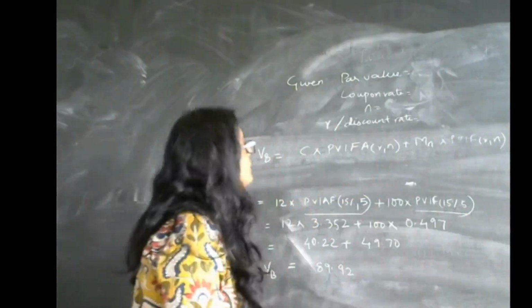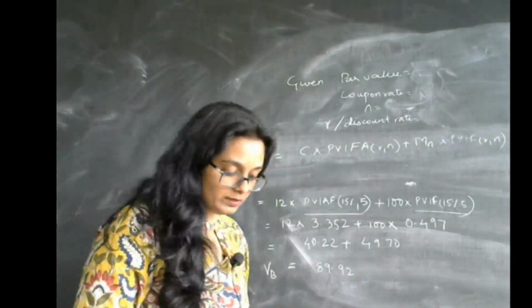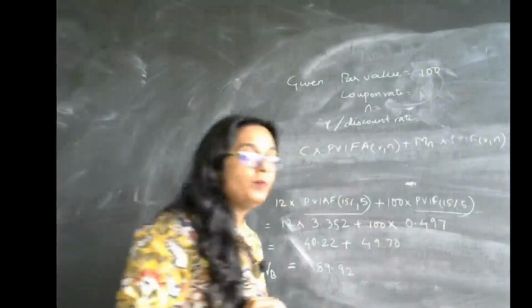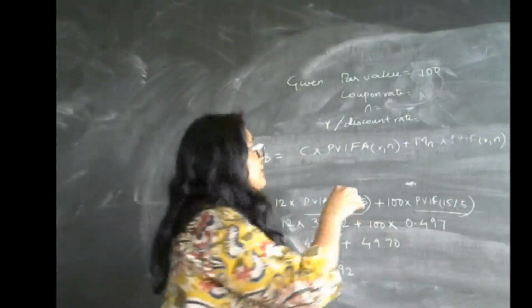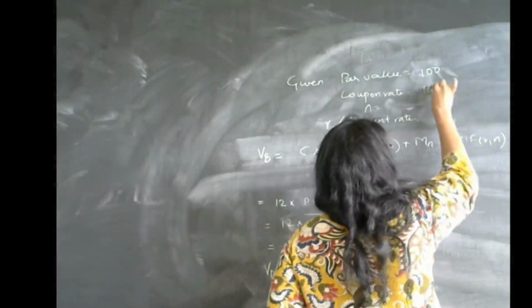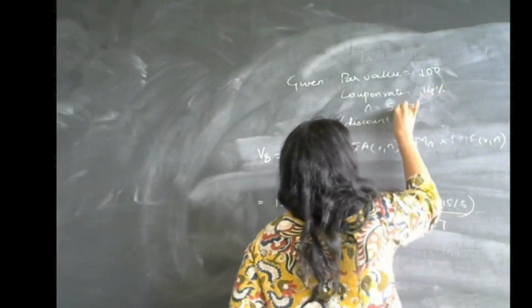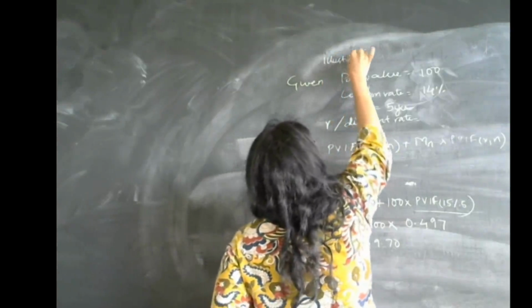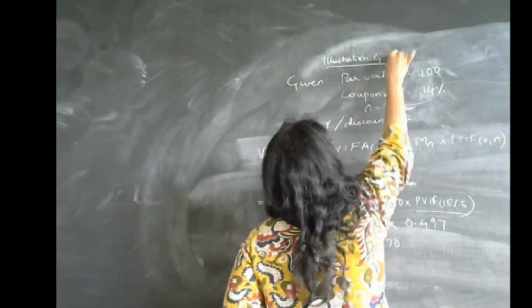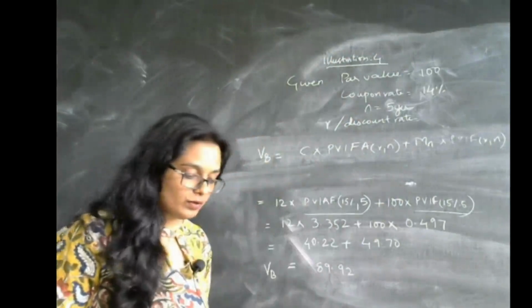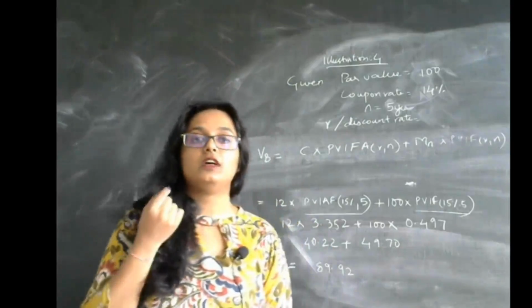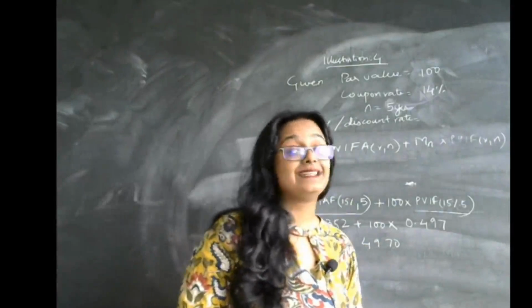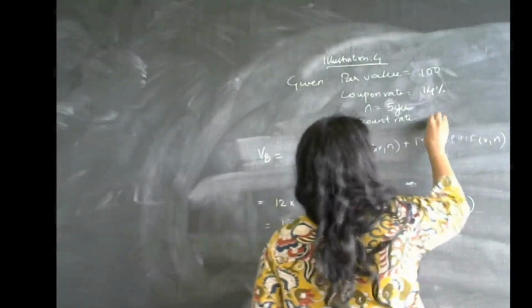So what we are given over here, we are given the par value. The par value is nothing but 100. We are given the coupon rate. The coupon rate is 14% and the number of years is 5 years. This is illustration 4. And the discount rate, the rate at which the coupon and the redemption value will be discounted, is given at 16%. So R is 16%.